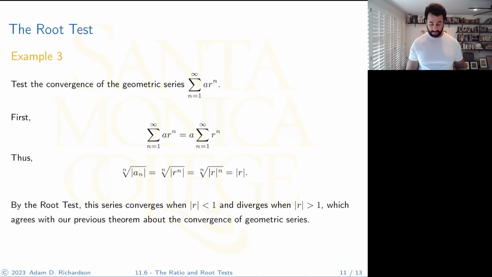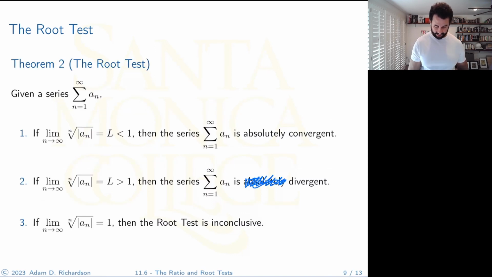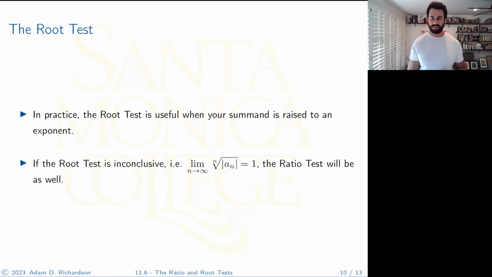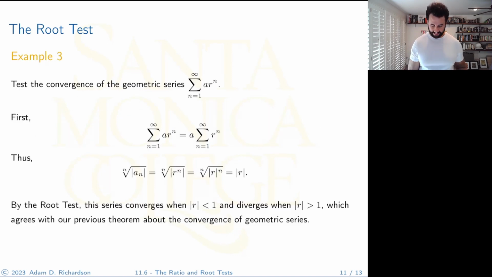Now, by the root test, it says if the limit is less than 1, it's absolutely convergent. If the limit is greater than 1, it diverges. Check this out, same result here. If the size of r is less than 1, it converges. If the size of r is greater than 1, it diverges. So this agrees with our previous theorem about the convergence of geometric series. This is another test showing us that these things converge in this way, which is just great. It's great to have more than one verification that something is correct.